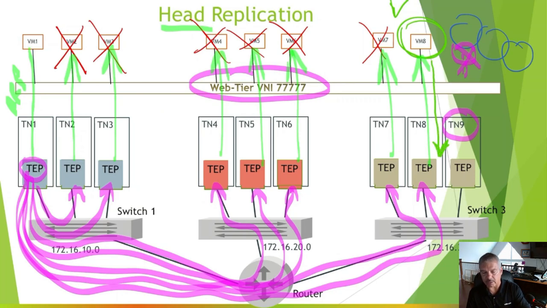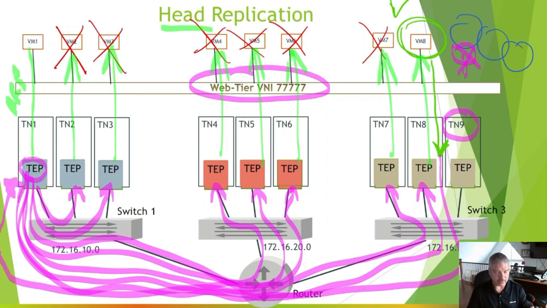Now, we don't have to blast it across everybody. We just take that reply, encapsulate it, and fire it right back to that source TEP. We know where it came from, okay? And then it gets decapsulated and sent up to here, okay? That's head replication. This is not the default.